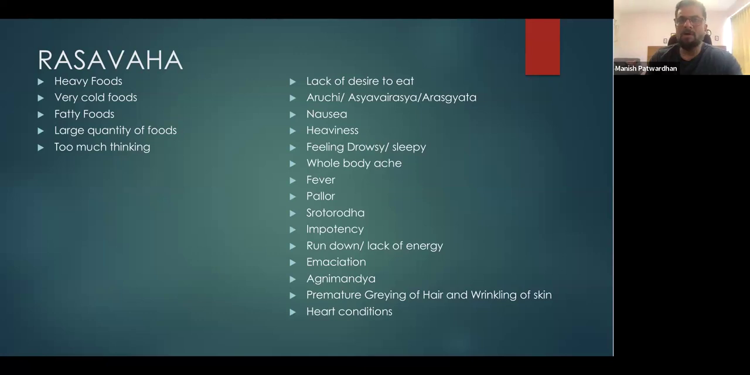So all the causative factors that are going to cause disturbances with the Rasava Srotas, they will cause heaviness to the Ahar Rasa, cause Ama formation. They will cause disturbances with the Rasava Srotas. And the last one, which is very different, is excessive thinking. And excessive thinking basically is because of the relationship of mind and Rasa Dhatu, mind and heart as such.